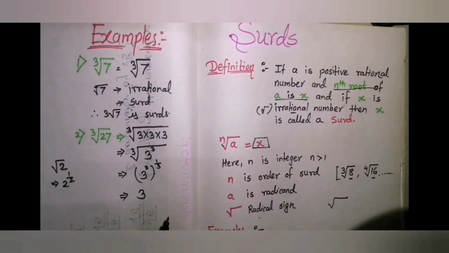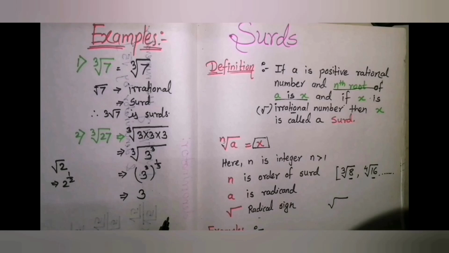So students, after getting 3, listen carefully. The 3 that we got is not an irrational number. Is 3 an irrational number? No, because there is no root sign there. So 3 is a rational number. Means 3 is not an irrational number.